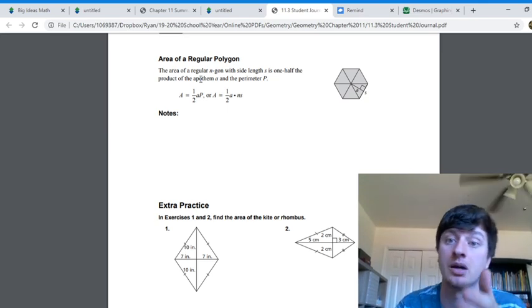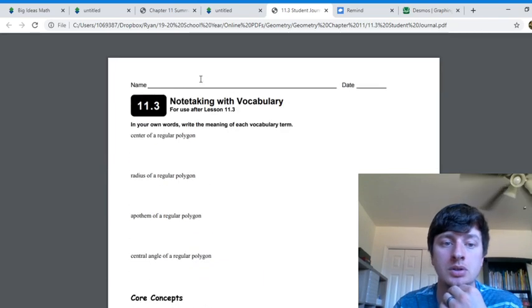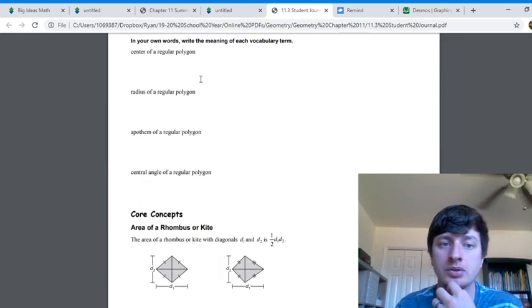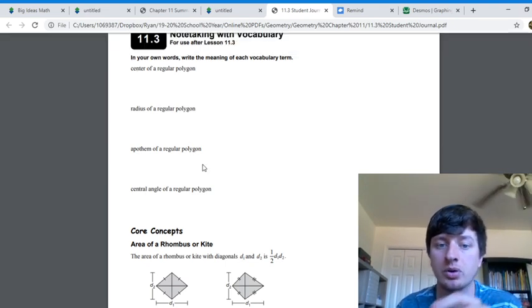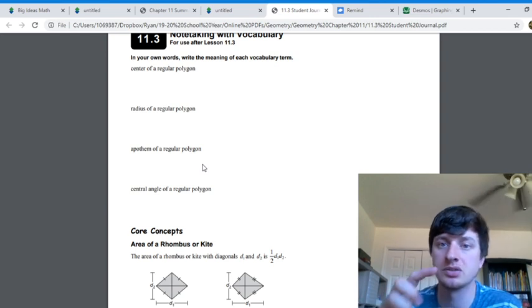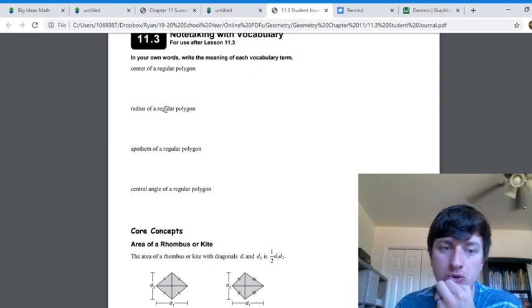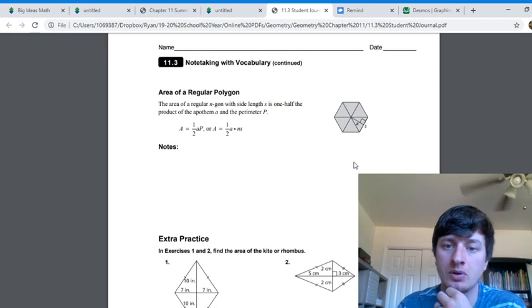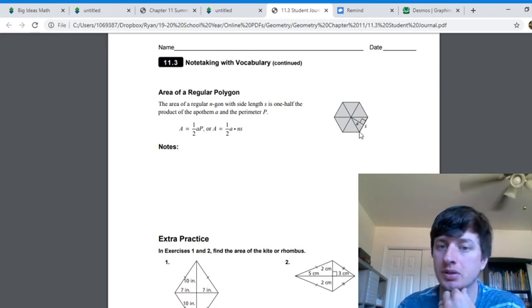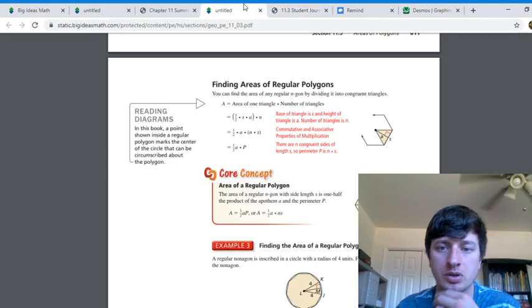So if you go back up to the beginning of the student journal, there's all this vocab. Okay. So the center of a regular polygon is the middle, right? It's the point all the radii connect to. The radii are the distances to the vertices here. I think you're mixing that up. Let's double check. This is right here.